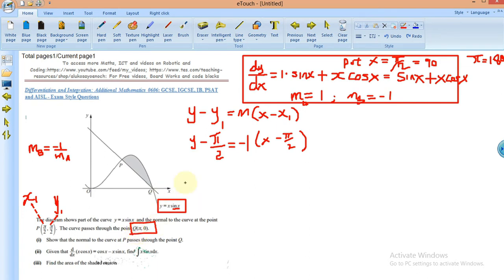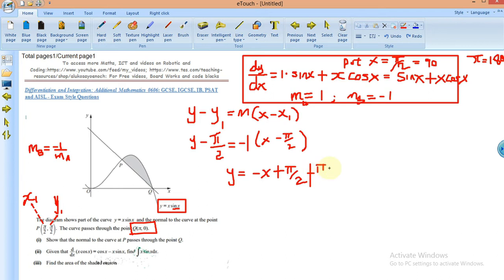So let me complete my equation here now. Let me make y the subject of the formula. So y equals, if you open up this bracket, you have minus x. Is that clear? Then your minus 1 times pi over 2 will give you plus pi over 2. Then I'm moving this one from the left hand side to the right hand side, so plus pi over 2.